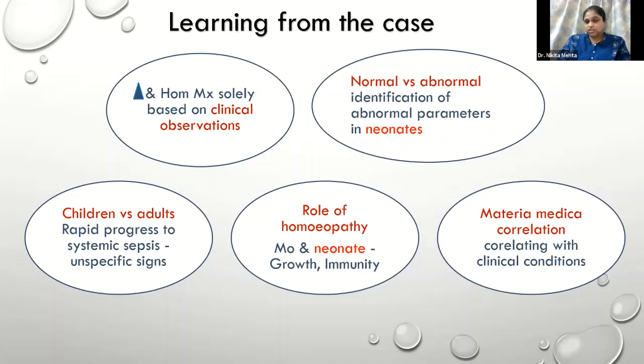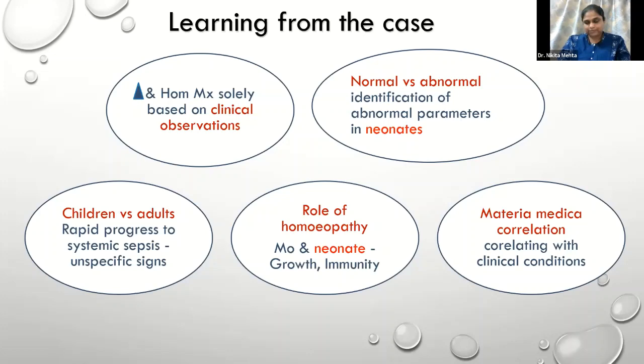We saw that there can be rapid progress of systemic sepsis, which is very different in children versus adults. We learned about the role of homeopathy in mothers and neonates in terms of growth and immunity. And we learned about materia medica correlation. Here, the picture of asymmetric IUGR was very well covered with Ebrotinum. So overall, we see in this case how important clinical observations were.